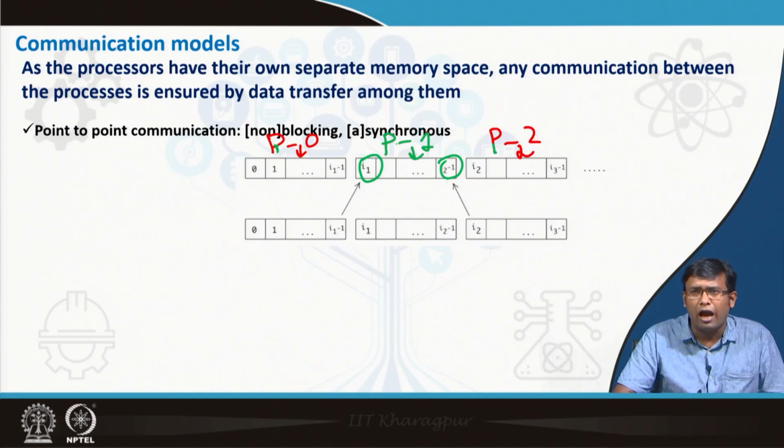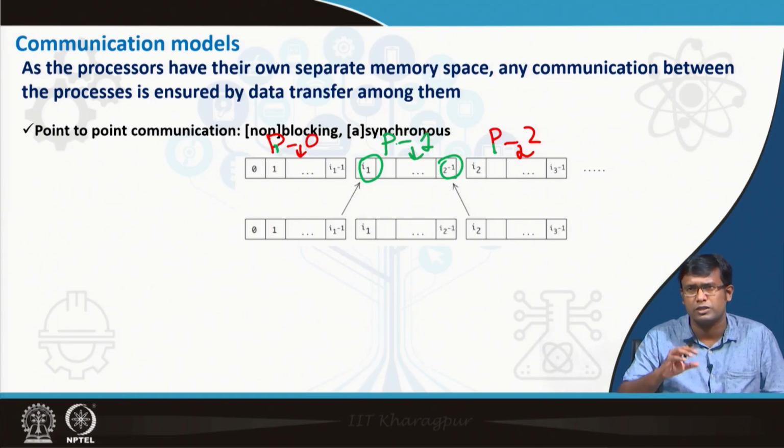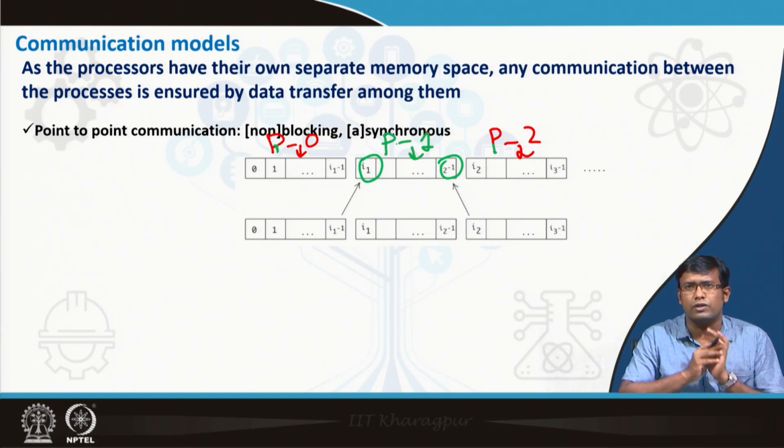If processor 0 needs some data from processor 1's memory space, and processor 2 also needs some data from processor 1's memory space, they have to distinctly talk to processor 1 and ask for this data.